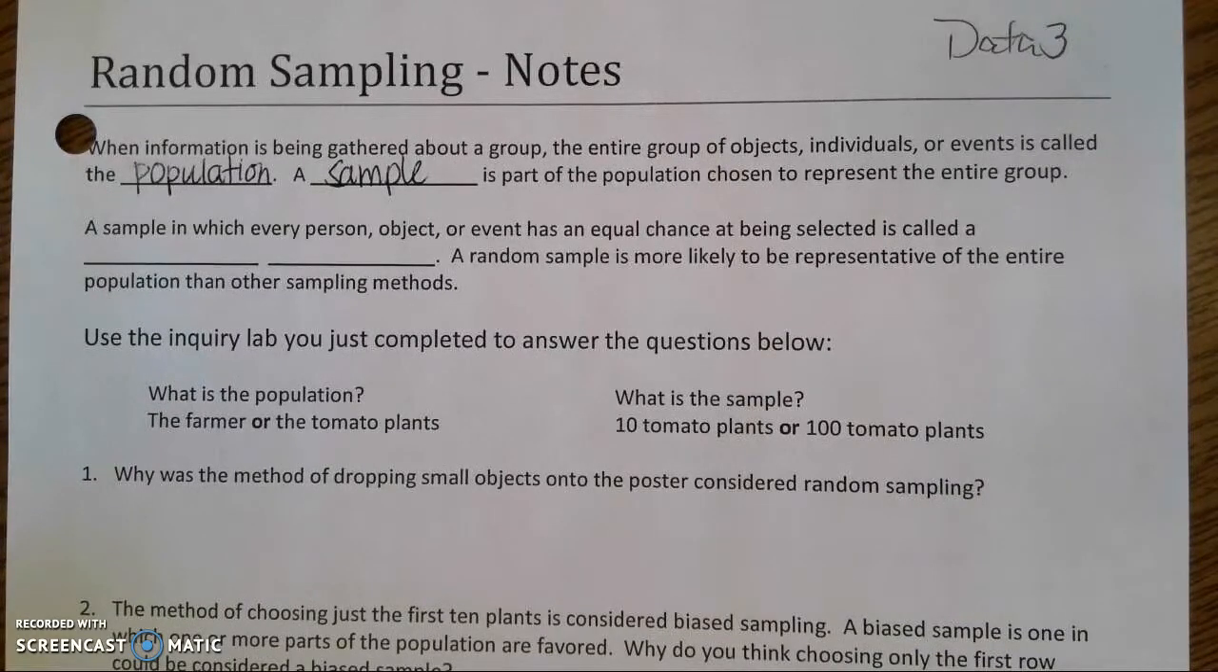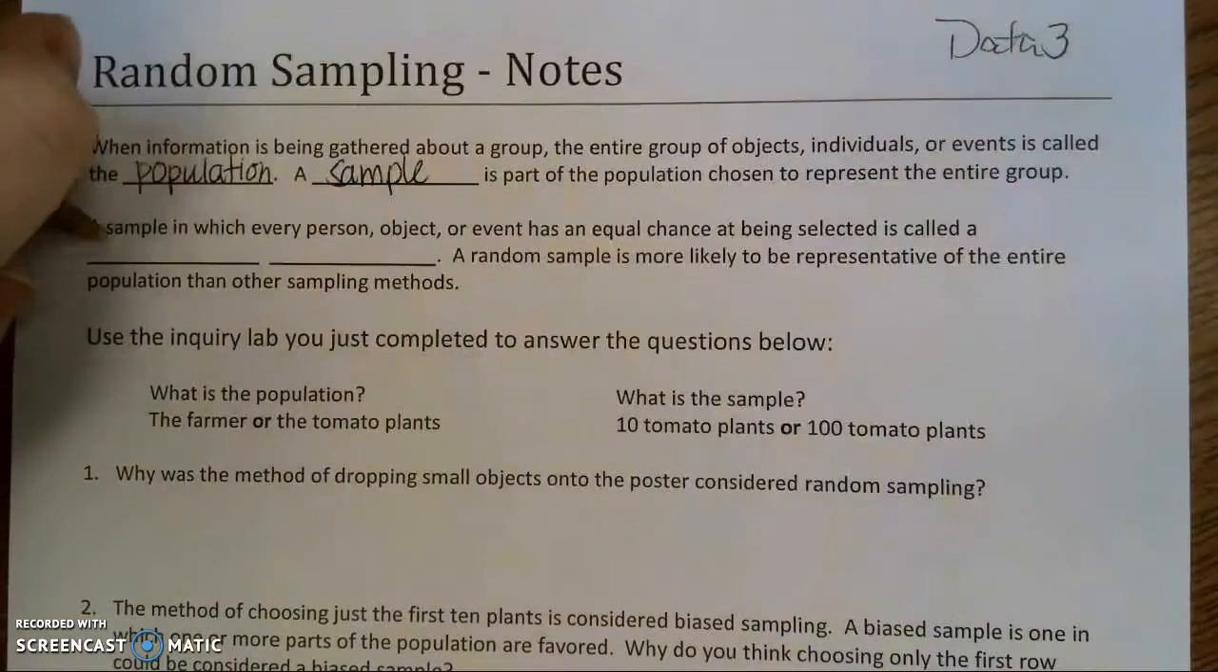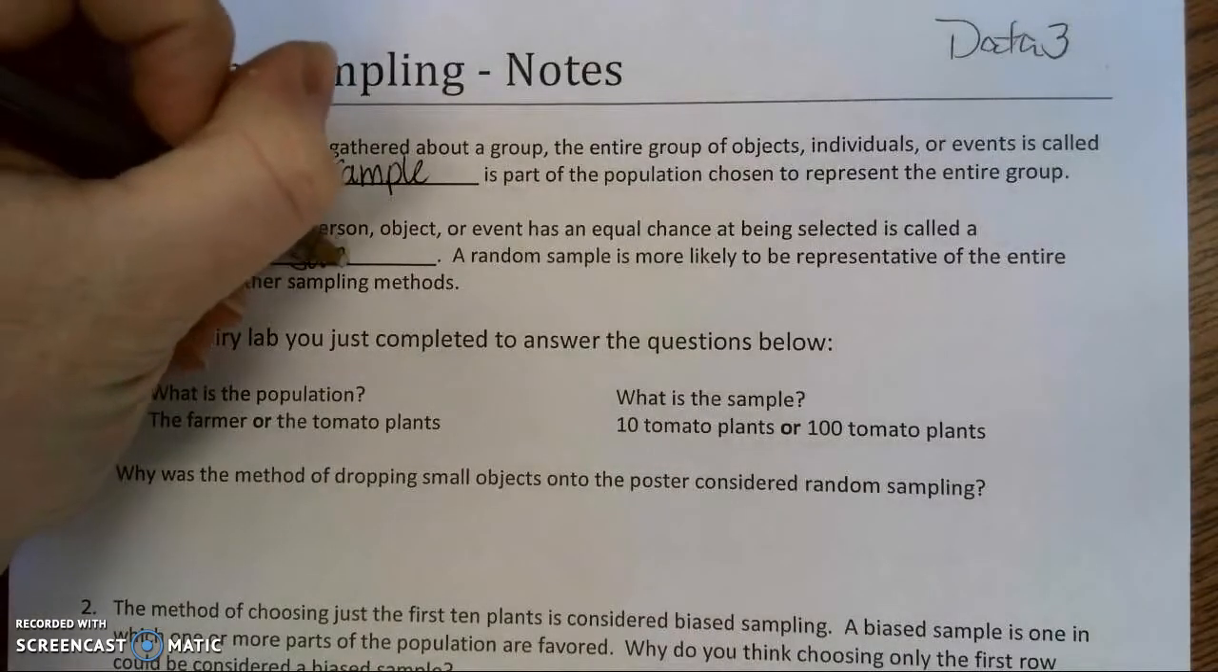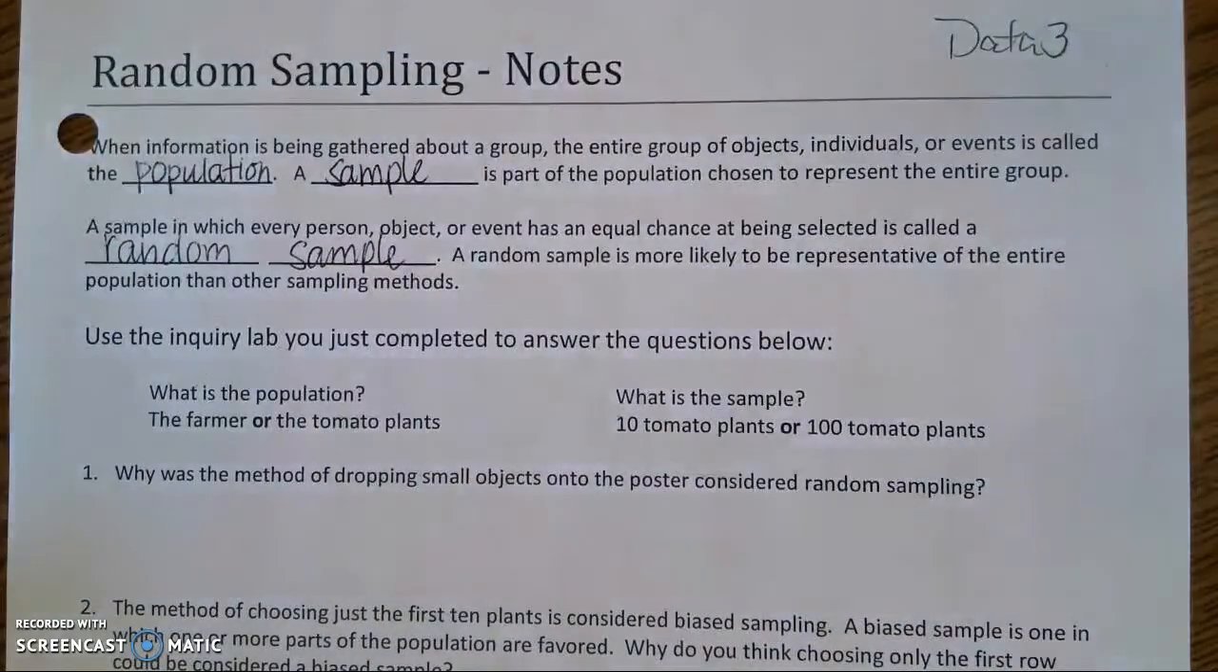So a sample in which every person, object, or event has an equal chance at being selected is called a random sample. A random sample is more likely to be representative of the entire population than other sampling methods.